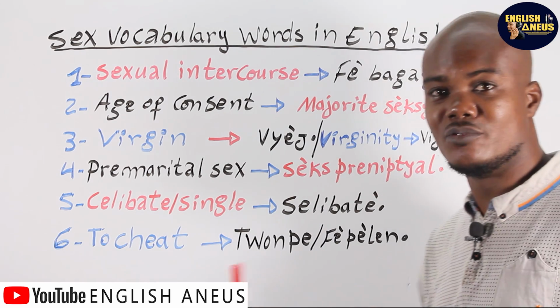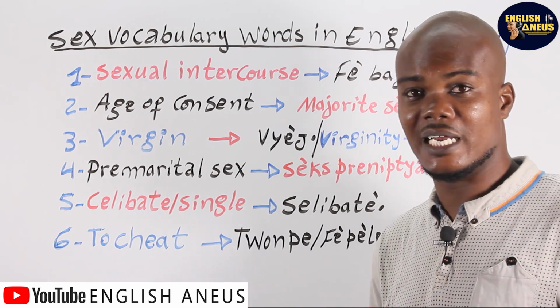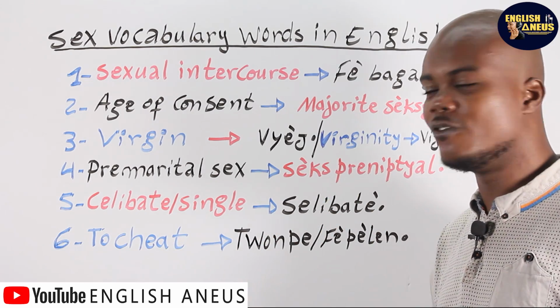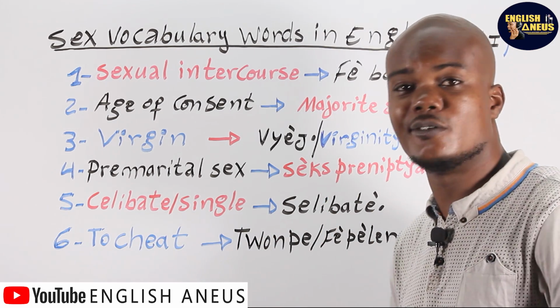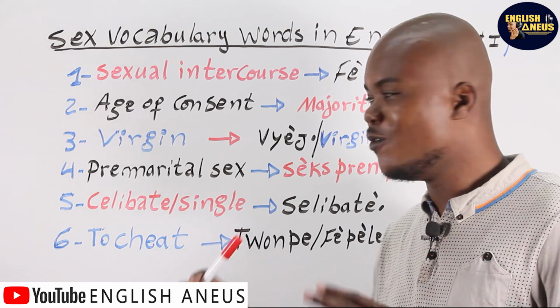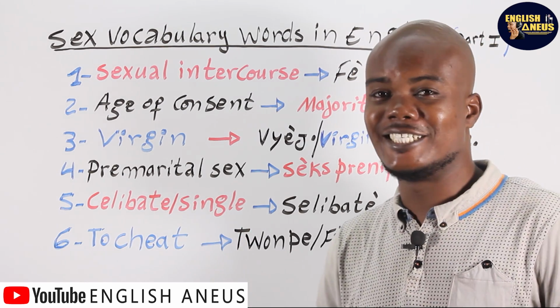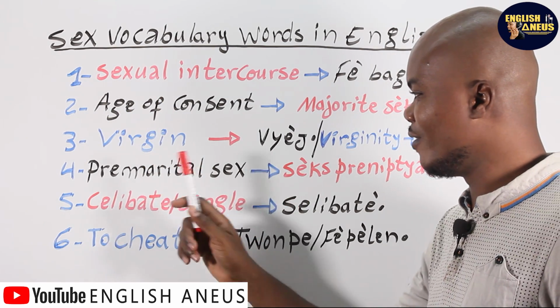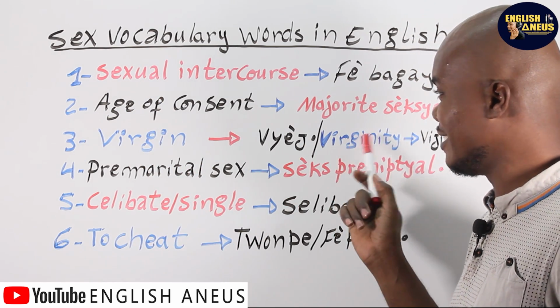Faire pelin is used for both boys and girls. You say to cheat: you cheat me, tromper me. That's how we say it. That's interesting. Today you learned 7 words: 1, 2, 3, 4, 5, 6, and this is 7.